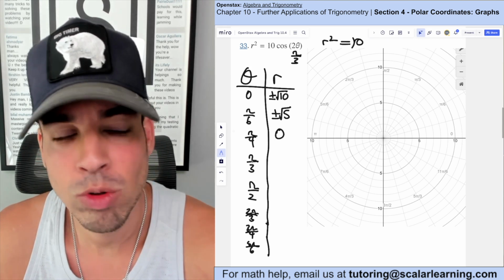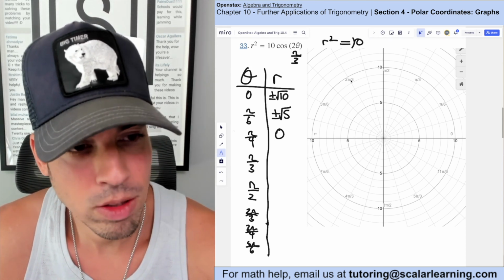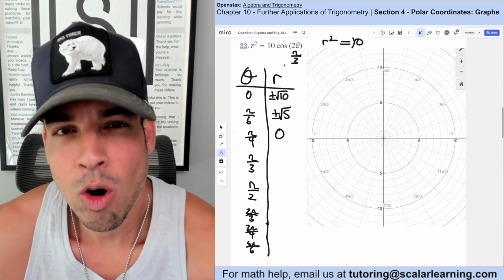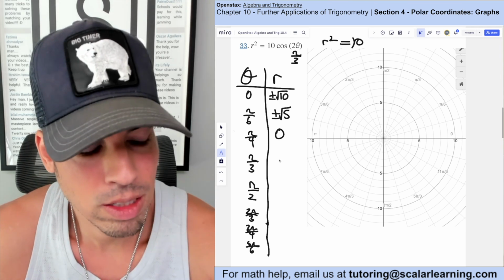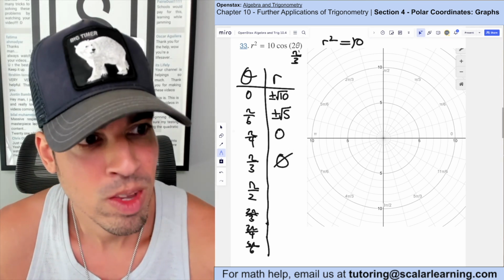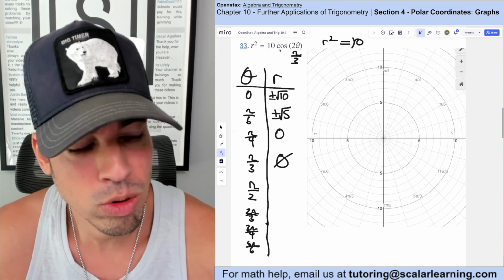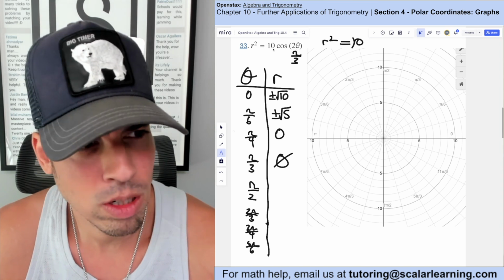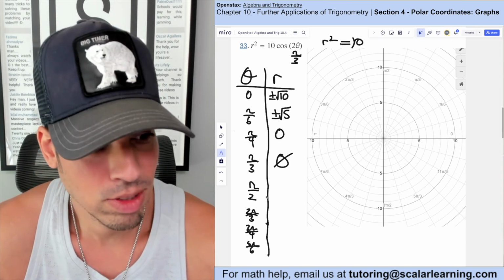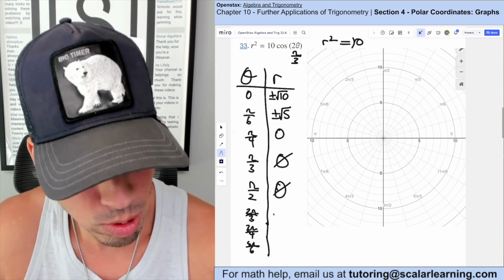For pi thirds, 2 times pi thirds, that's 2 pi thirds. Cosine of 2 pi thirds is actually negative 1/2. So let me get negative 5. R squared cannot equal negative 5, right? This is not going to give us a real number. So we don't have to worry about plotting that here. Then we got cosine of 2 times pi halves. 2 times pi halves is pi. Cosine of pi is negative 1 times 10 is negative 10. Again, r squared can't equal negative 10. That's not a thing, right? We'd get an imaginary number. So that's not going to be real.